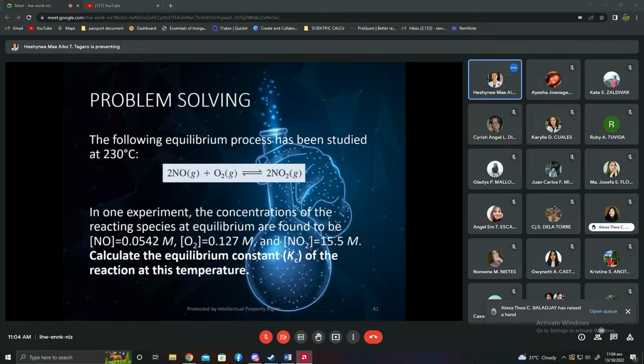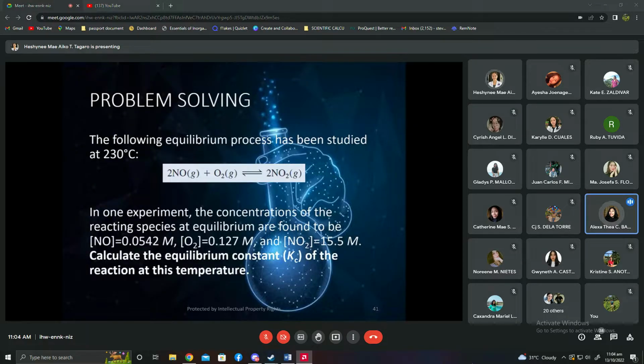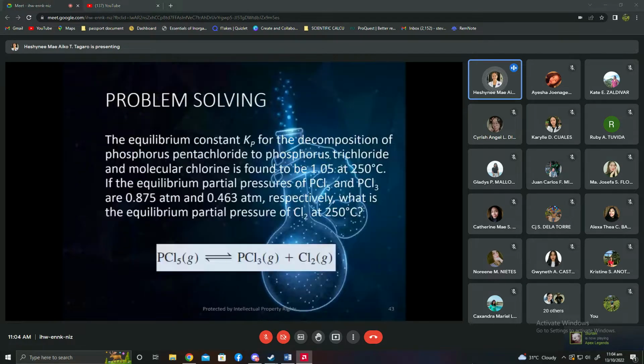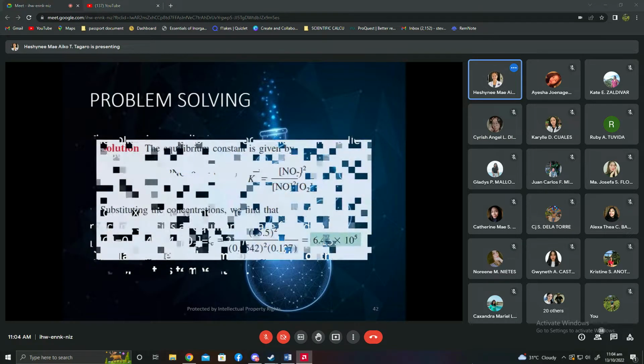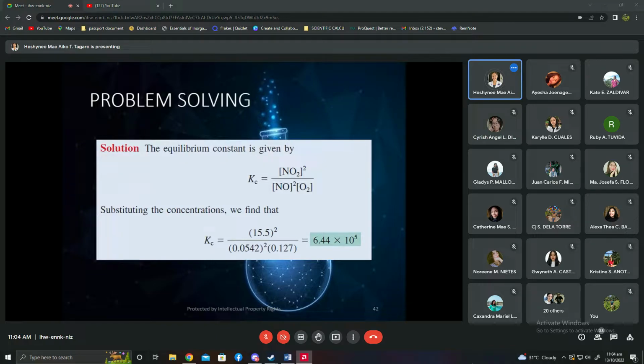Okay, Miss Baladhay. 1.8 times 10 raised to 3, ma'am. Let's proceed to the solution. Yes, it's 1.8, because you forgot the exponents.